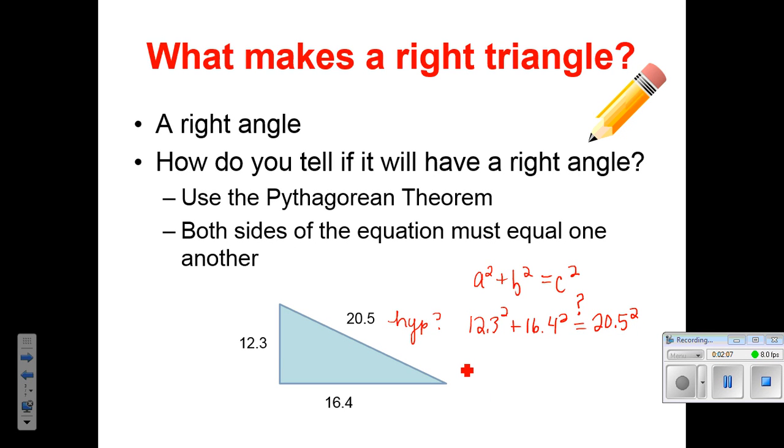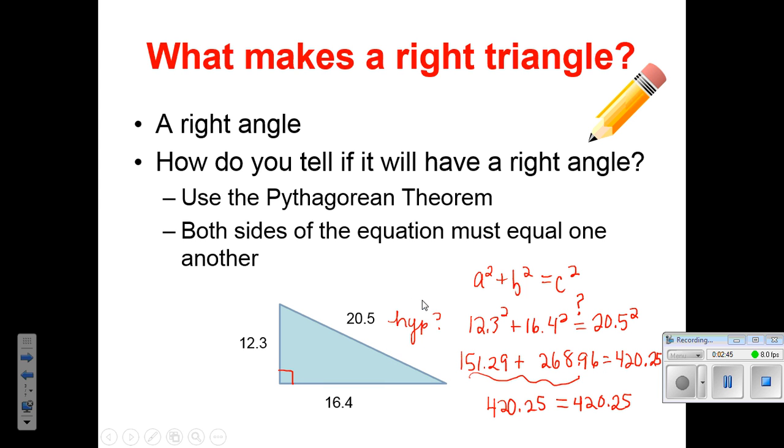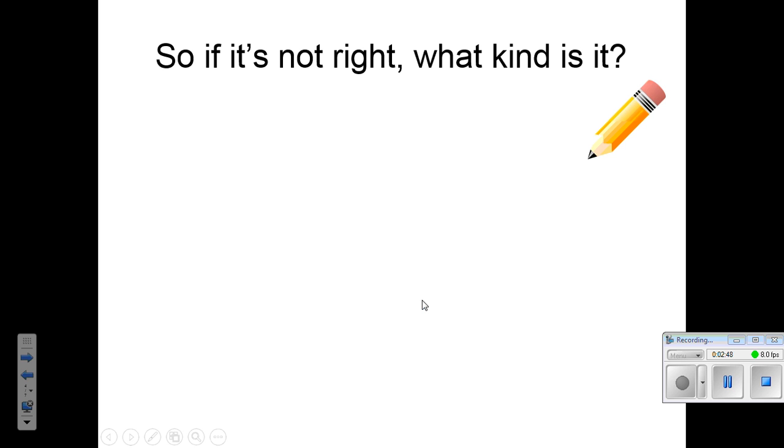Now, 12.3 squared is 151.29. 16.4 squared is 268.96. And 20.5 squared is 420.25. Now, I'm going to add up these sides of the triangle, and when I do that, I get 420.25 equals 420.25. So this, in fact, is a right triangle. And if it's a right triangle, then this is where the right angle would be, and that would, in fact, be the hypotenuse.